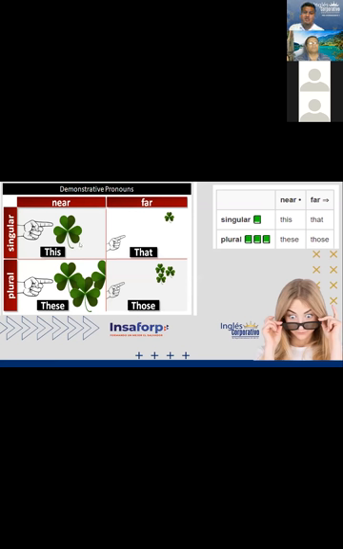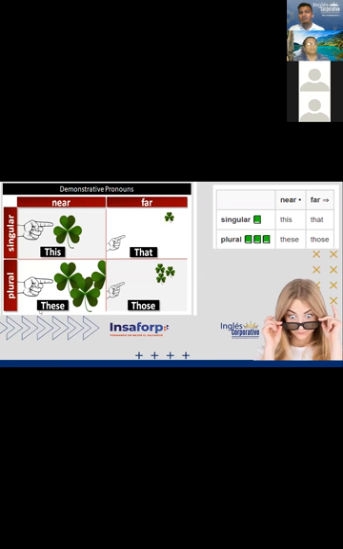In this case, we have two of them that are part of the singular. In the singular form, we have this and that. Obviously, their usage is going to be different because when we use this, we are referring to something that is near. When we use that, we are referring to something that is far away.